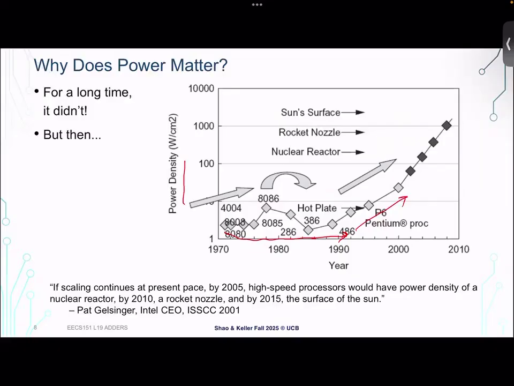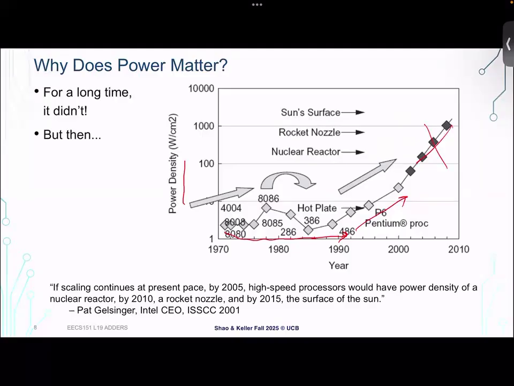Mr. Gelsinger pointed out that if scaling continues at the present pace, by 2005, high-speed processors would have the power density of a nuclear reactor. By 2010, a rocket nozzle, and by 2015, the surface of the sun. Obviously not something that you can have sitting in your pocket or even in your desktop computer or really any place anywhere near humans might be, right? So this didn't happen, as you will not be surprised to learn.